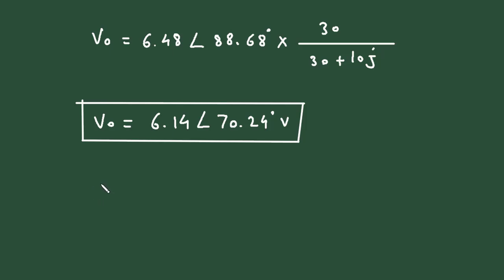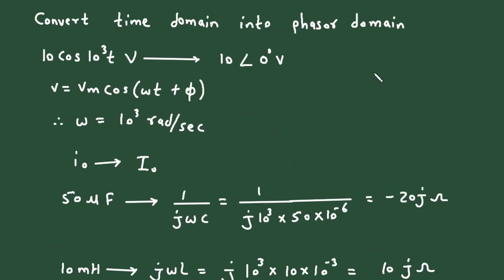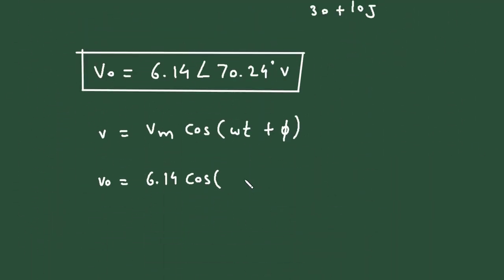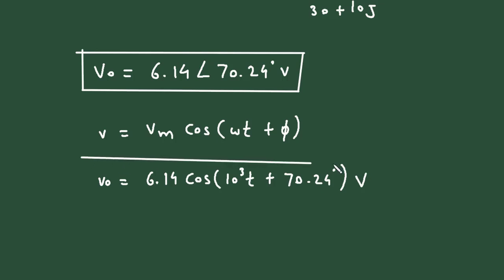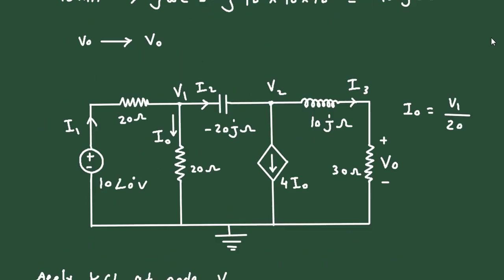So in the time domain, we know that v is equal to Vm cos(omega t plus phi). So vo is equal to, the Vm value is 6.14 cos, now the omega value here we can see 10 to the power 3, so 10 to the power 3 t plus the phi value 70.24 degree, and since it is a voltage, its unit will be volt. So this is how we can find the value of output voltage VO by using nodal analysis.